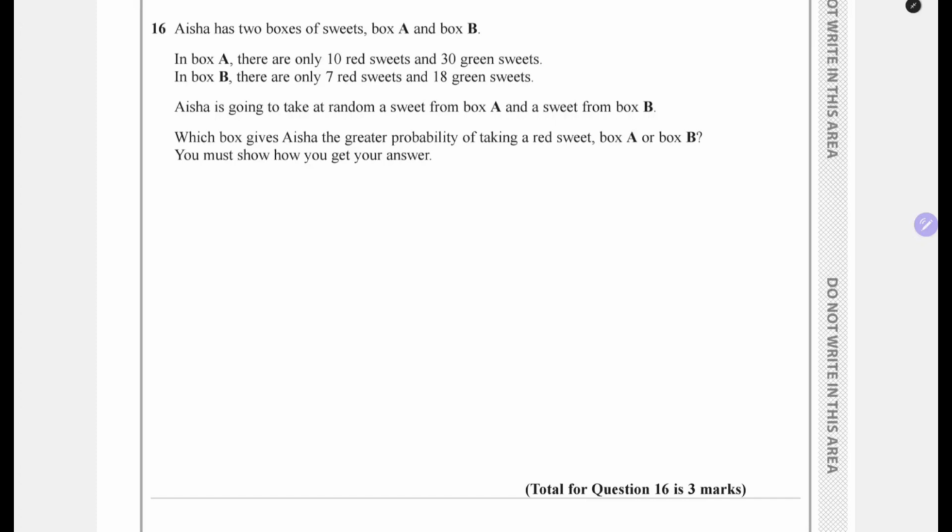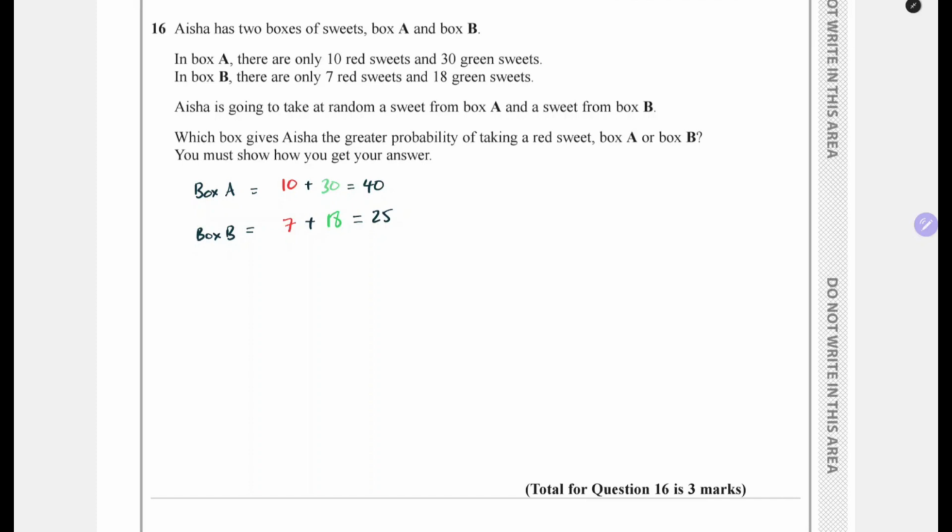So let's work out the total number of sweets in each box. So for box A, the total is 10 red sweets and 30 green sweets, giving us a total of 40 sweets. For box B, we have 7 red sweets and 18 green sweets, giving us a total of 25 sweets.